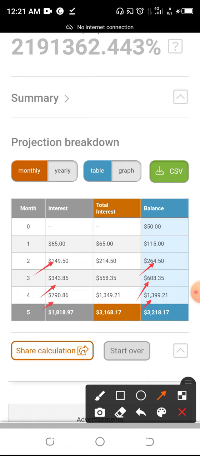$1,399. Okay, when you get to this place, you can actually stop, because now your account is actually huge to a particular extent. You can now start trading the normal way, maybe just risking 2 to 5% of your account.